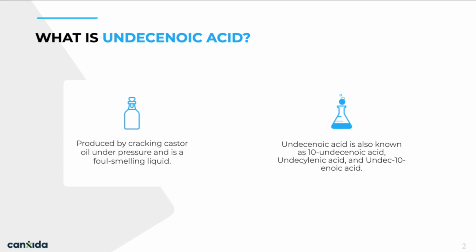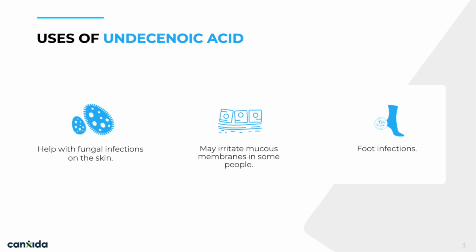So what are the uses of undecylenic acid? Well, it's used to help different types of fungal infections in and on the skin. It prevents fungal growth, basically. It can irritate the mucous membranes of some people if the acid's used quite strong, but it seems to be a good alternative to most pharmaceutical medications, in fact, that target fungus. You'd be surprised to know that in World War II, undecenoic acid was used with foot infections.